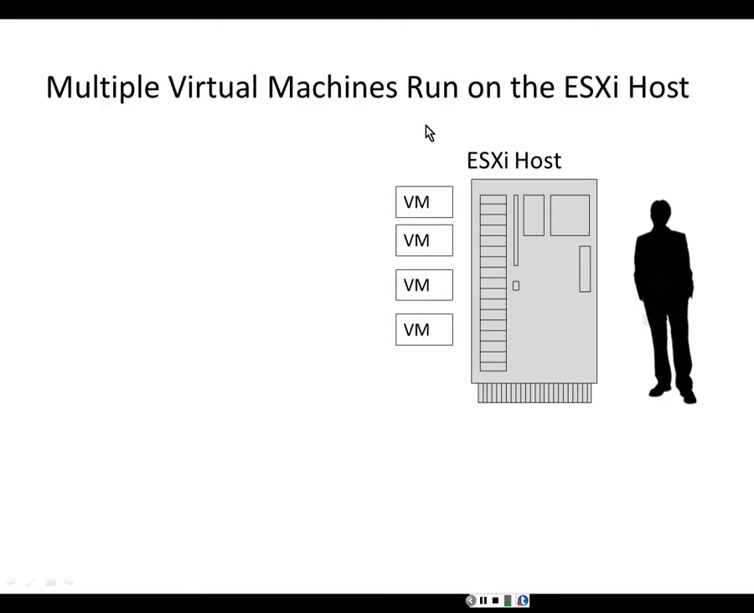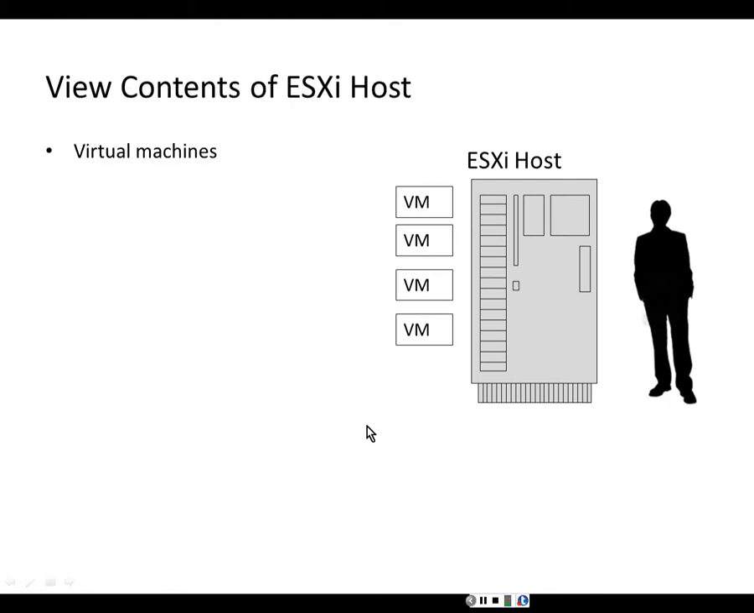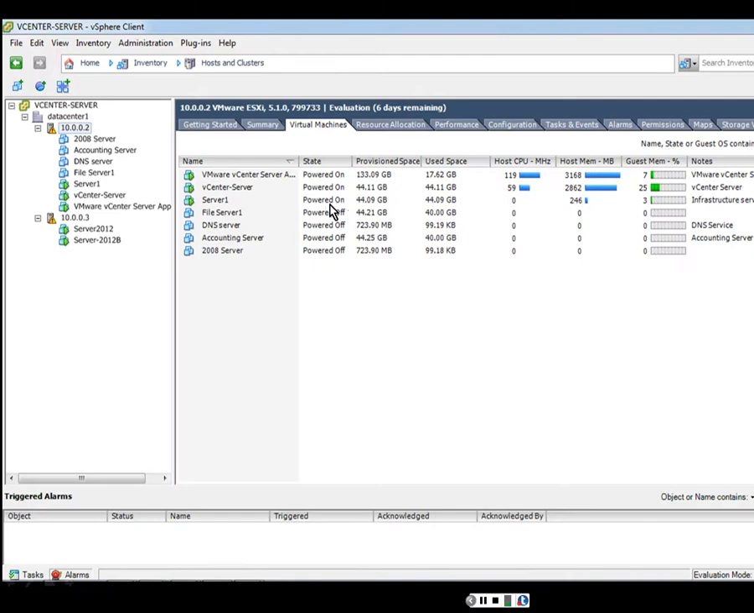Multiple virtual machines run on the ESXi host. So if we view the contents of the ESXi host, we will see that there are multiple virtual machines running on this one big computer. If I look at the screen of this big computer, I can see there are multiple server operating systems running on this ESXi host, and each one is using a different amount of CPU utilization, and each one is using a different amount of RAM.